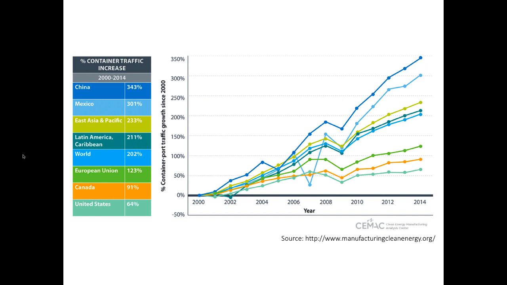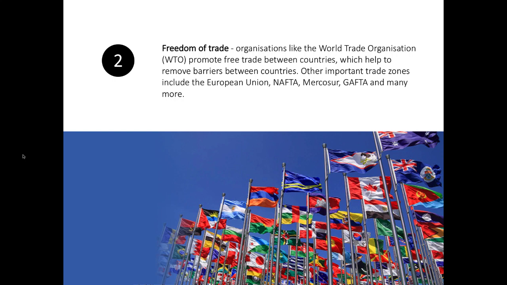So we talked about transportation costs going down. Let's talk about the second one. Now we need to talk about the freedom of trade. And we need to talk about those trade agreements that you hear about in the news, and maybe you don't really know what is going on. But these things are actually quite important. So what is a trade agreement?